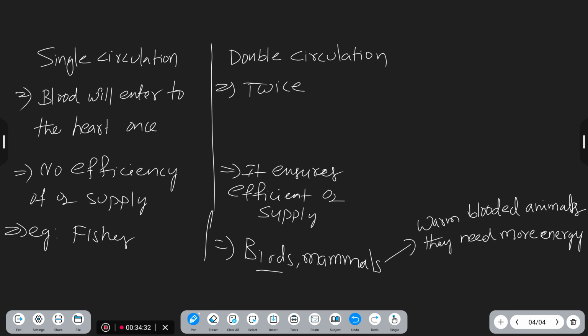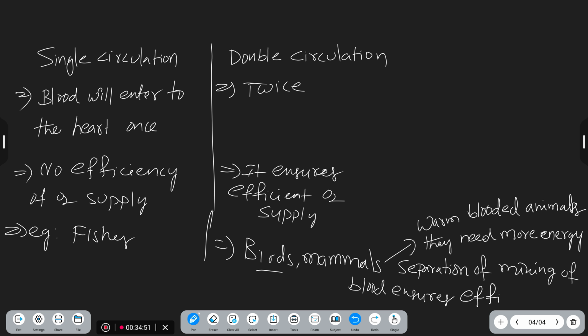So here separation is there, the four chambered heart, septa is present. Separation prevents mixing of blood and ensures efficient supply of oxygen. Understood? To get energy, we need to supply oxygen. So which type of circulation ensures that? Double circulation. Why? Because they have a separation.